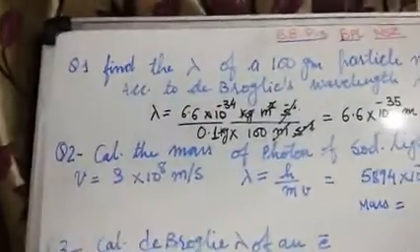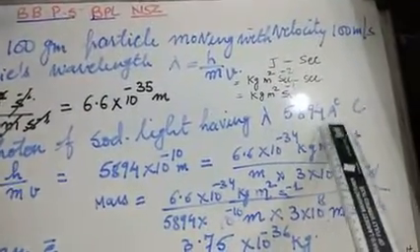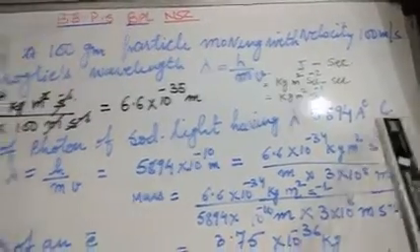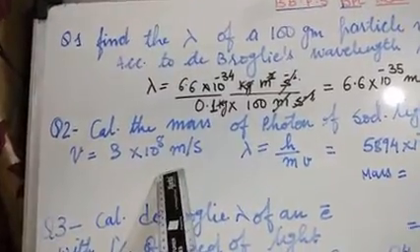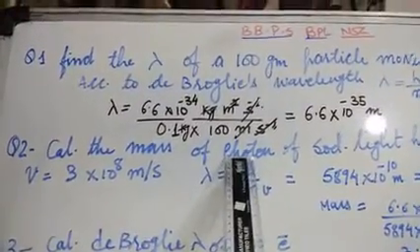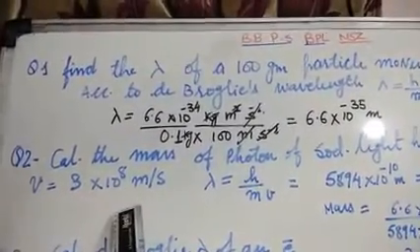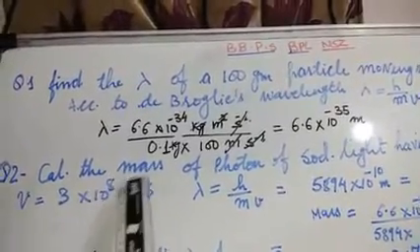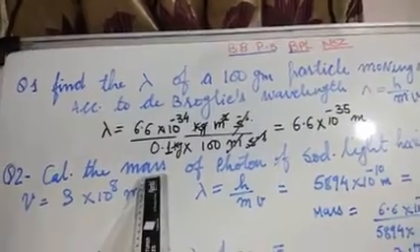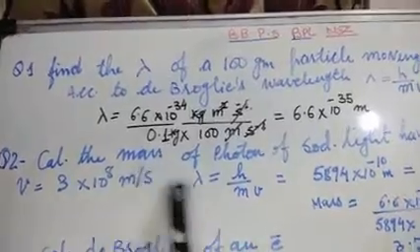The next question: calculate the mass of a photon of sodium light having wavelength 5894 angstrom, and velocity is 3 into 10 to the power 8 meter per second, the velocity of light. Since we are taking a photon, it travels with the velocity of light, 3 into 10 to the power 8 meter per second. Here also, students, the same formula will be used, but now we are calculating mass. Previously we calculated wavelength.